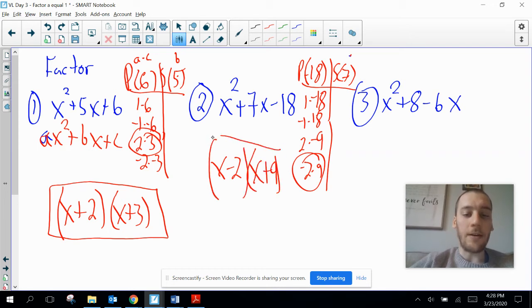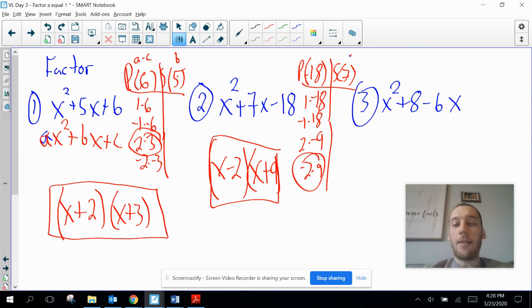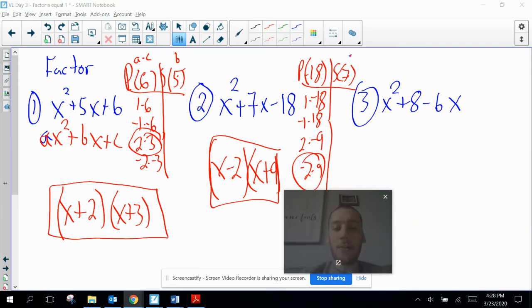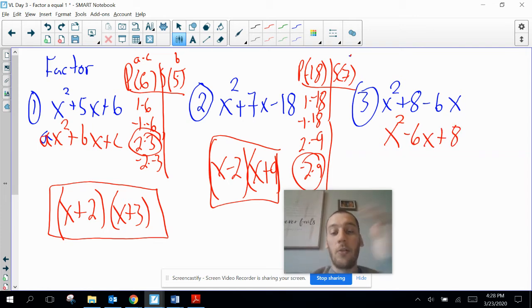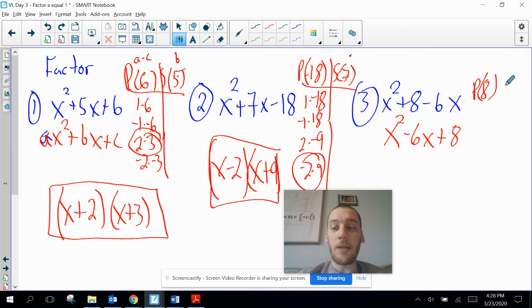Keeping it moving. I only got 5 minutes. This one, you see, it's in the wrong order. So what I got to do first is put it in the right order. It's got to be the x squared term first, then the x term, then the number term. Look for a GCF. There's no GCF, so my product is 8, and my sum is negative 6. You can write them all down, but I know on this one it's going to be negative 2 times negative 4. So x minus 2, x minus 4.